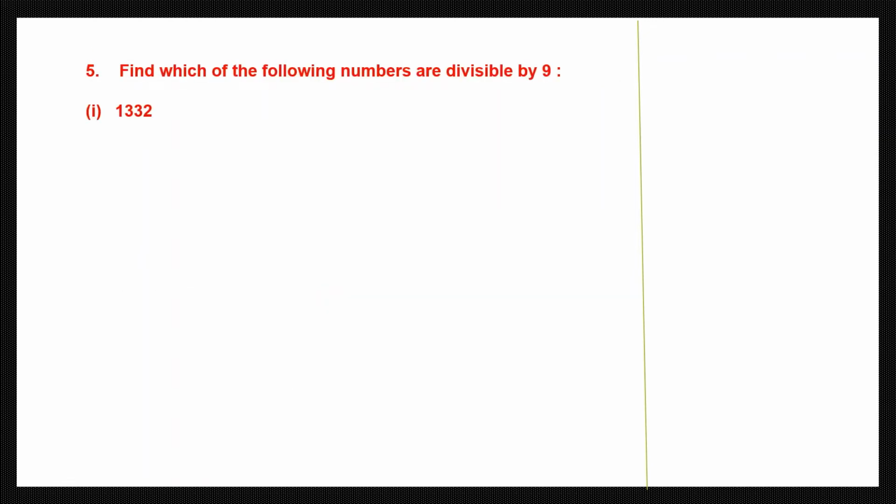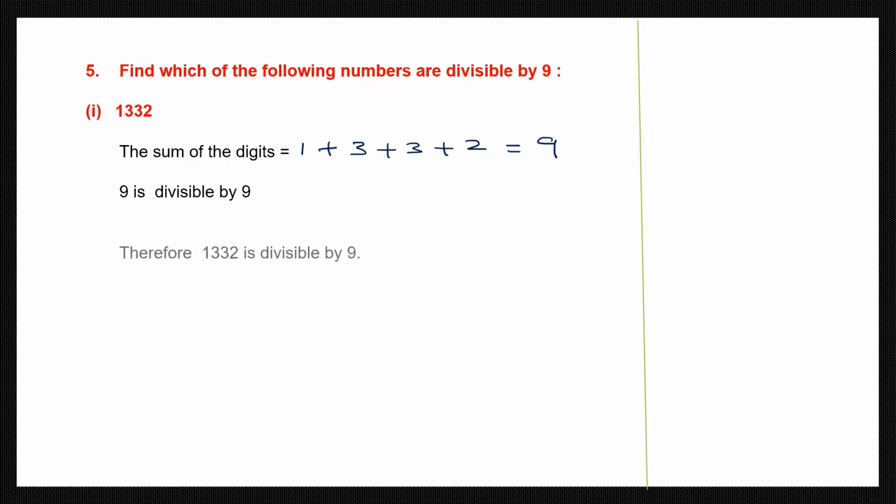Now we're going to do the test for 9. Find which of the following numbers are divisible by 9. Now 9 is just like 3. We have to find the sum of the digits and that should be divisible by 9. So here we have 1,332. Let's find the sum of the digits. 1 plus 3 plus 3 plus 2. So 1 plus 3 is 4, 4 plus 3 is 7, and 7 plus 2 is 9. And 9 is divisible by 9. 9 ones are 9. Therefore, 1,332 is divisible by 9.